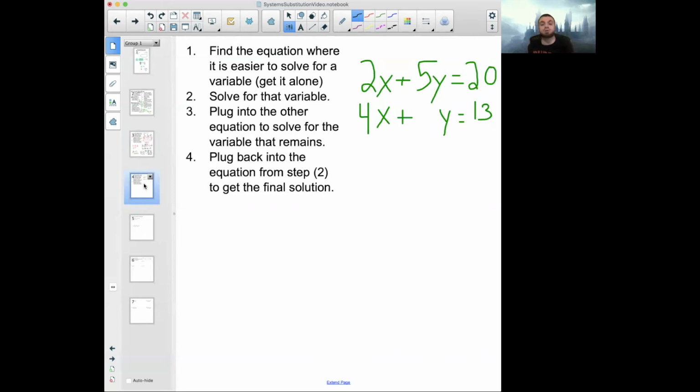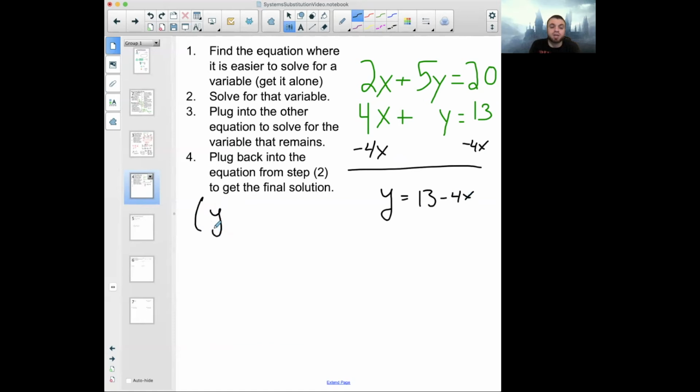All right, so here we go. We've got 4x plus y is 13 and 2x plus 5y is 20. So I noticed that on the bottom, it would be one step to get y alone. This would be very difficult to graph, right? But if I subtract 4x on each side of the bottom, I would get y equals 13 minus 4x. Or you could also say y equals negative 4x plus 13.